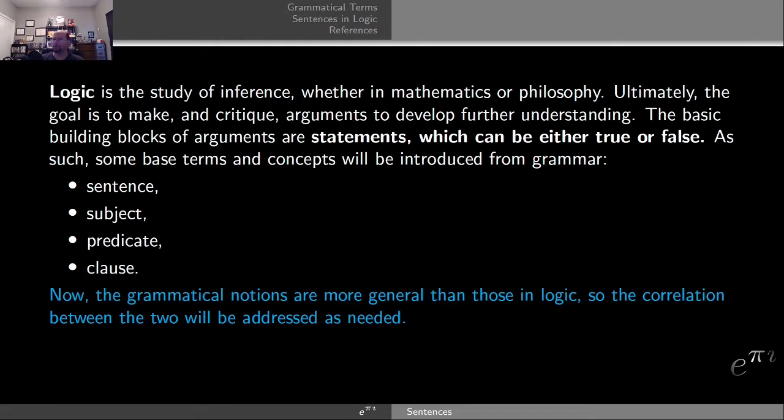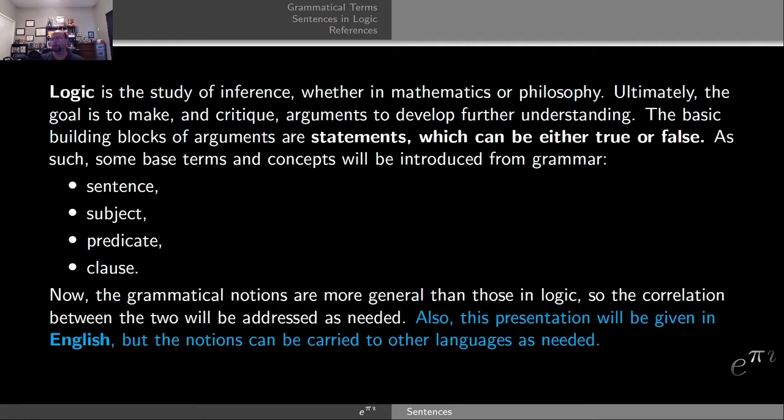Now, the grammatical notions are more general than those in logic, so the correlation between the two will be addressed as we need to. Also, as you might imagine, this presentation will be given in English, my native language, but the notions can be carried to other languages as needed just as easily.